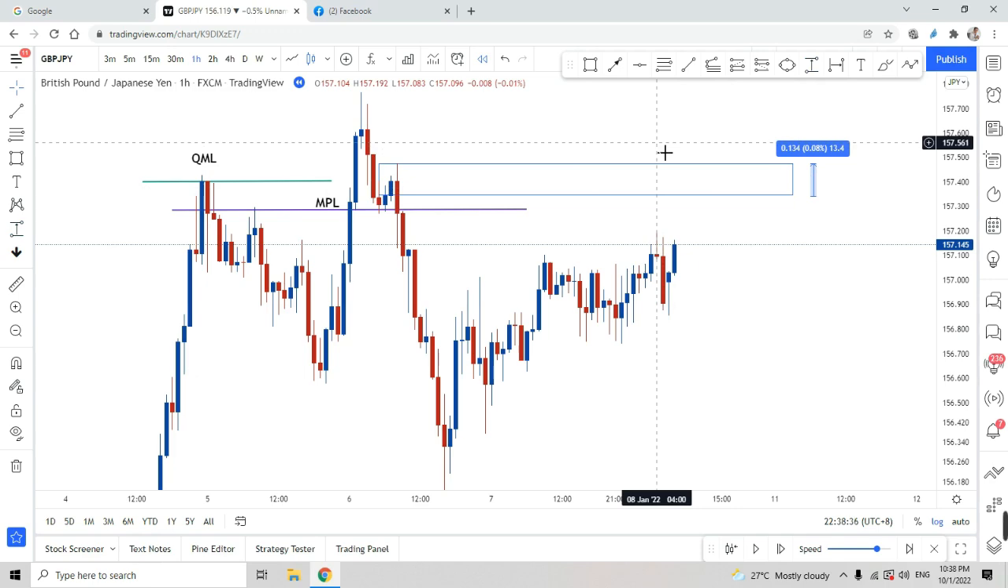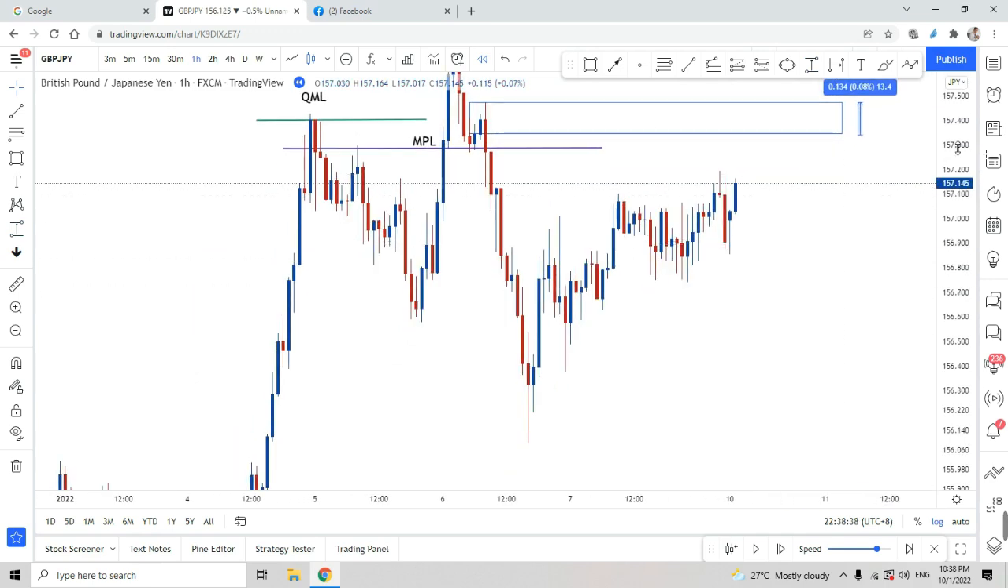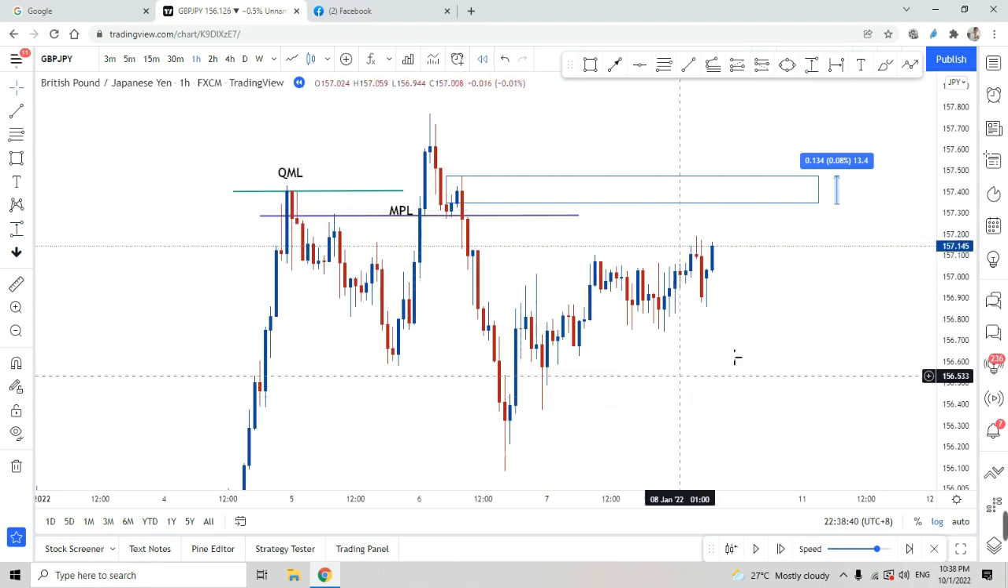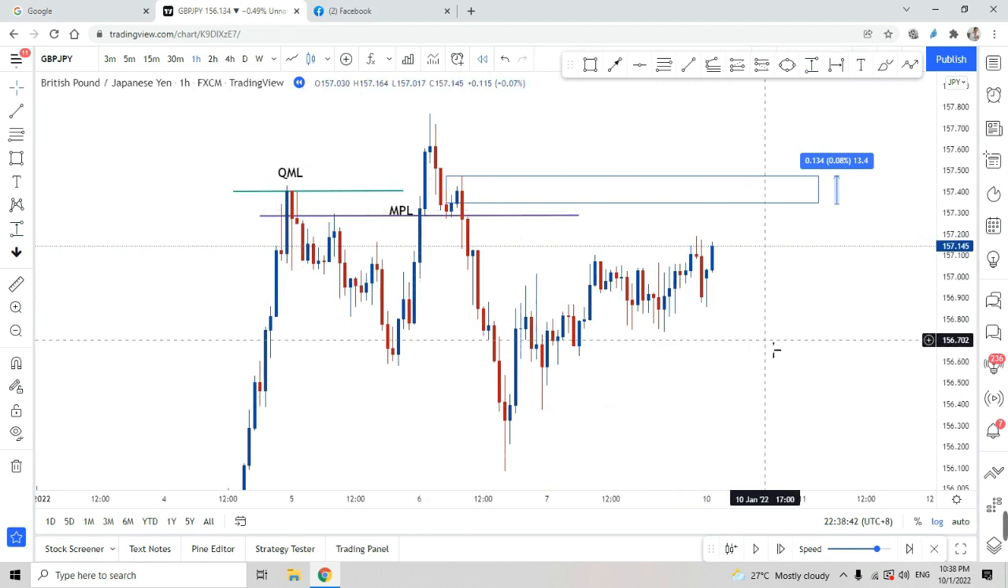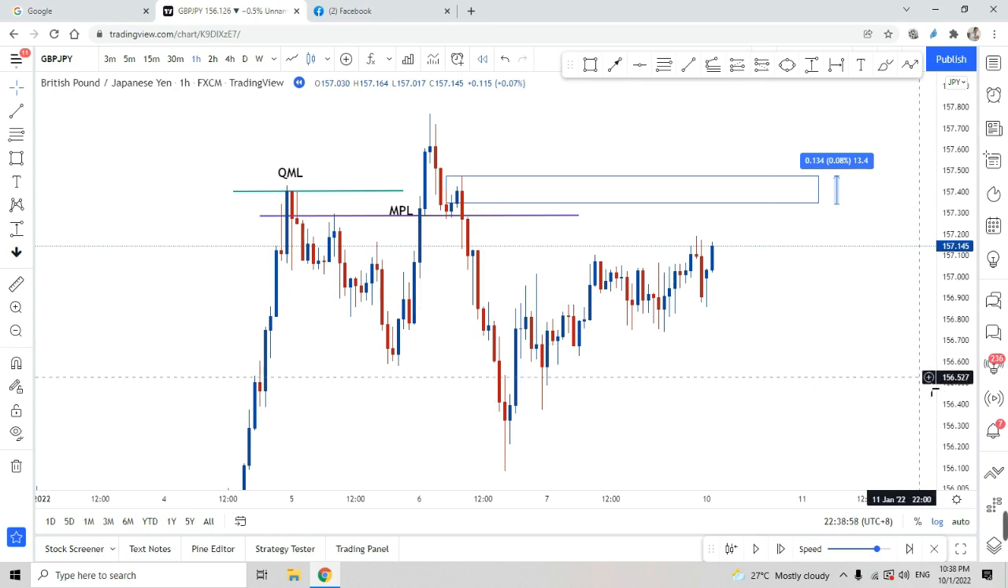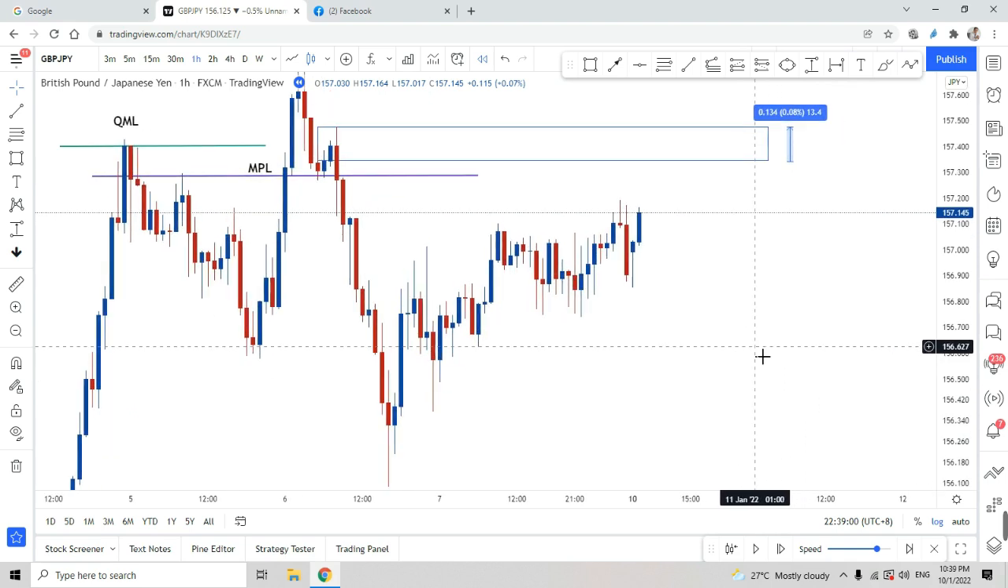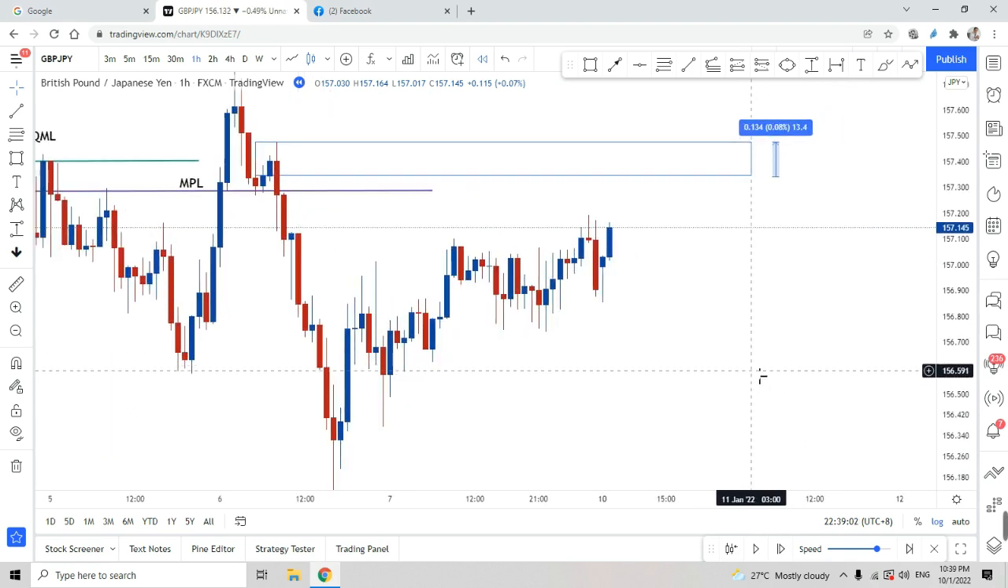I mean, what kind of setup? Isn't this a perfect QML, right? Not only that, confirmation. What is a confirmation? I already shared 4 confirmations. So here is a very, very obvious, we call it, price action. Yes, price action. Do your mapping.